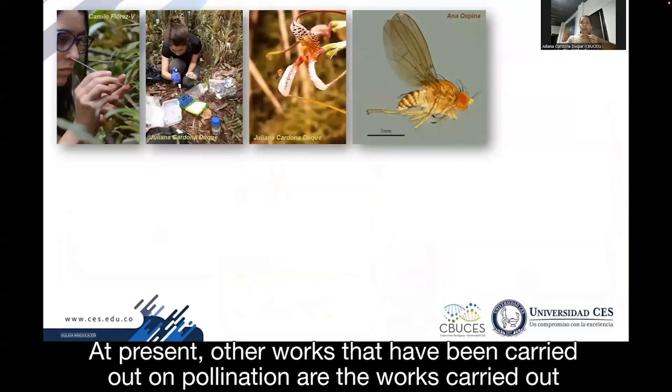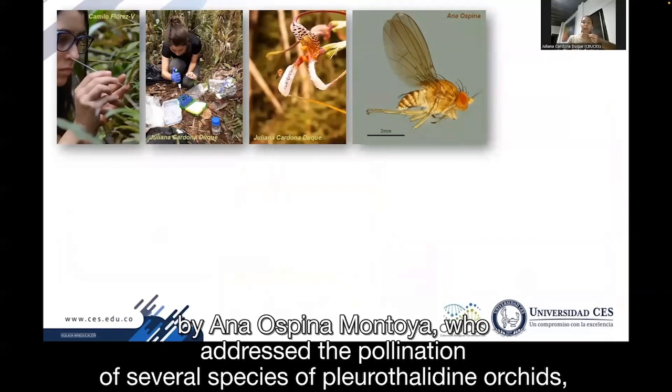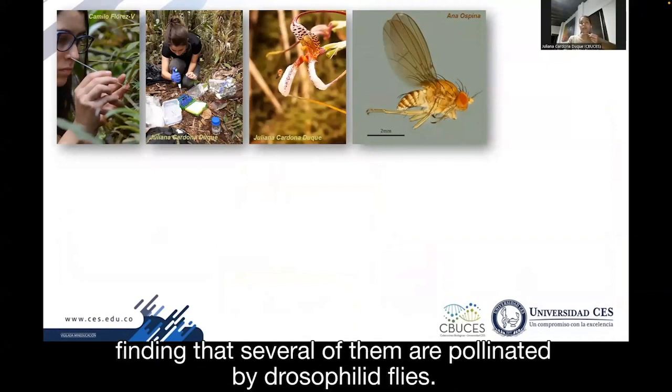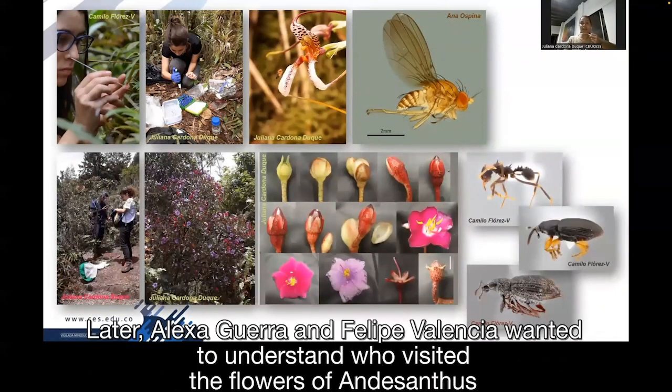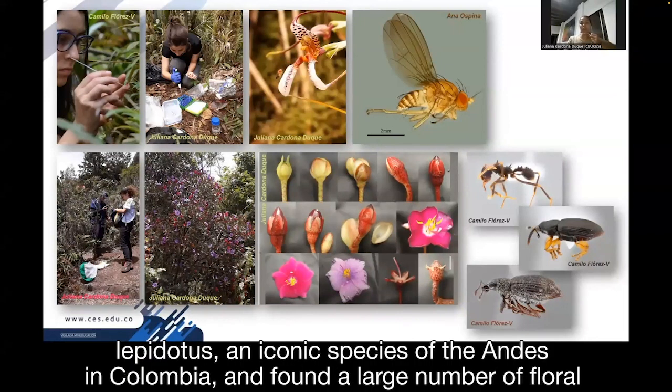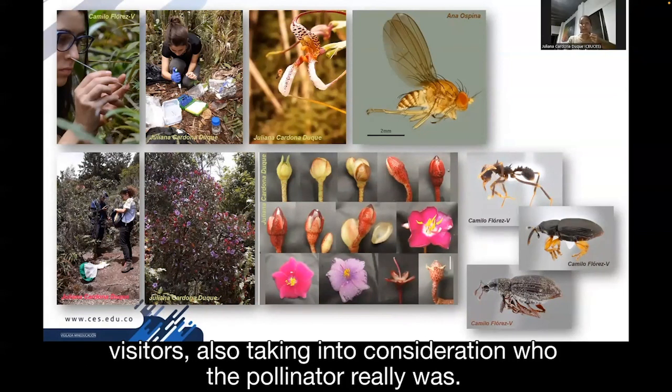En la actualidad, otros trabajos que se han realizado en polinización son los trabajos realizados por Ana Ospina Montoya, que abordó la polinización de varias especies de orquídeas pleurothalidinas, encontrando que varias de ellas son polinizadas por moscas drosofílidas. Más adelante, Maestre-Guerra y Juan Felipe Valencia quisieron entender quiénes visitaban las flores de Andesanthus lepidotus, una especie icónica de los Andes en Colombia, y encontraron una gran cantidad de visitantes florales, poniendo también en consideración quién es realmente el polinizador.